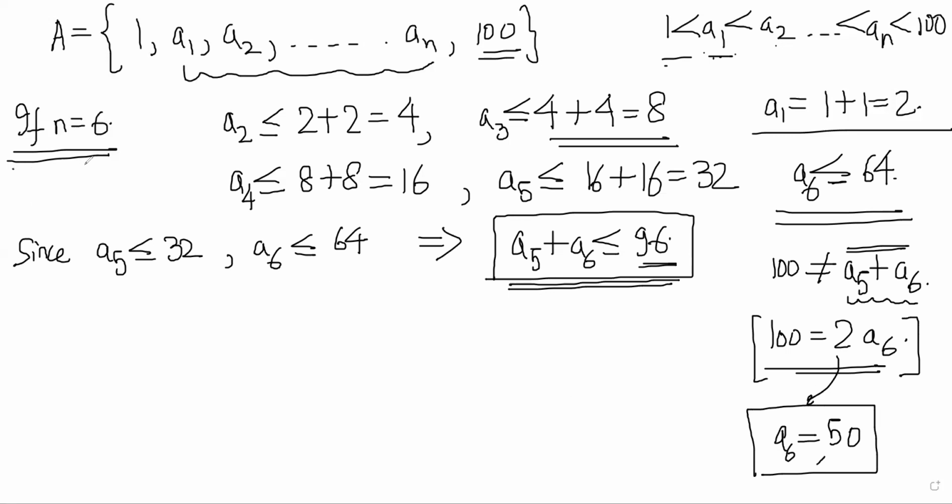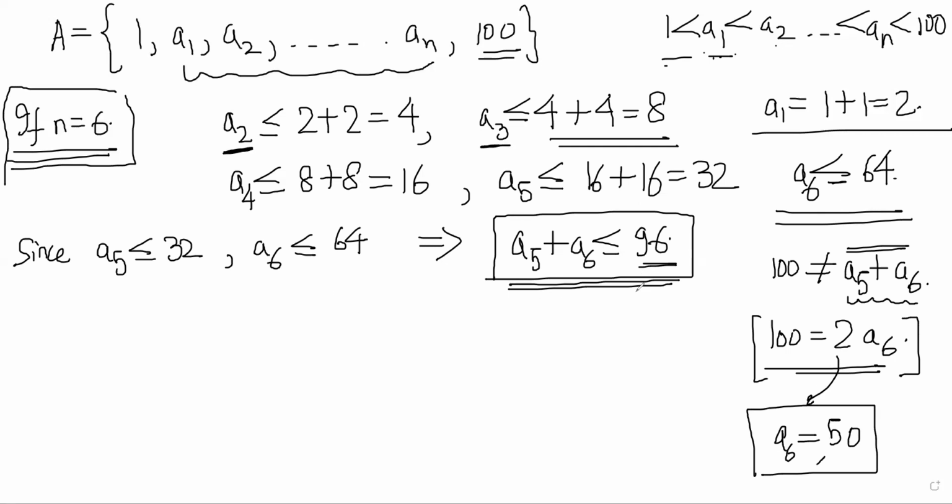If we take n as 6, I hope you have followed the argument so far. We have to create each number to be the sum of any two previous numbers, and it can be a repeated situation. So we are getting inequalities like this for each of A2, A3, A4 and A6. And we realize that A5 plus A6 is less than or equal to 96.